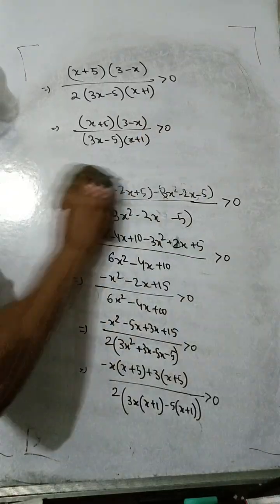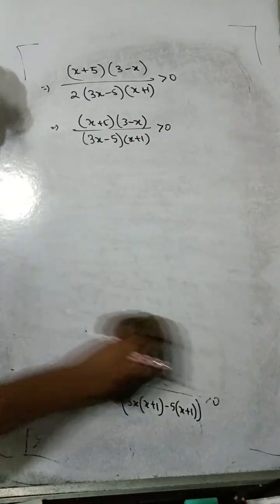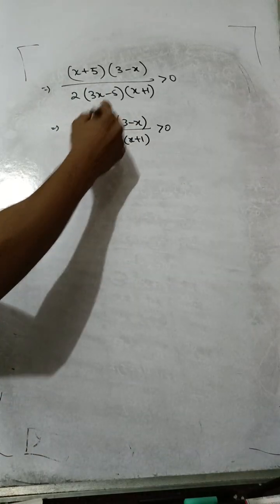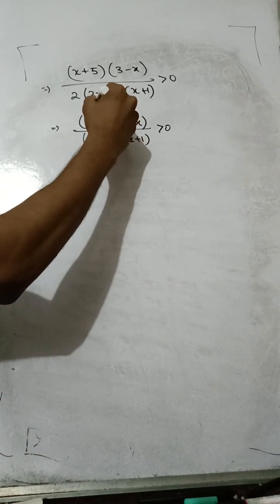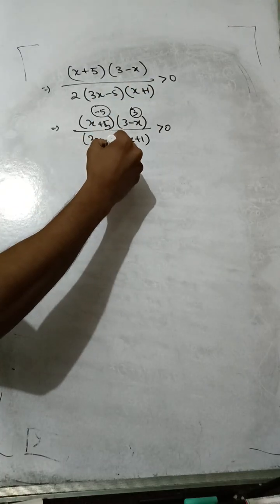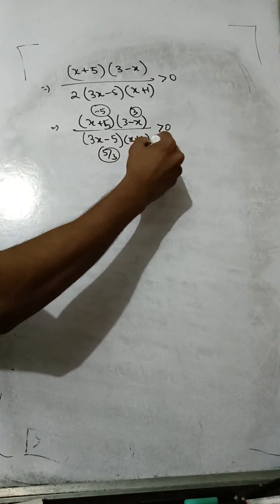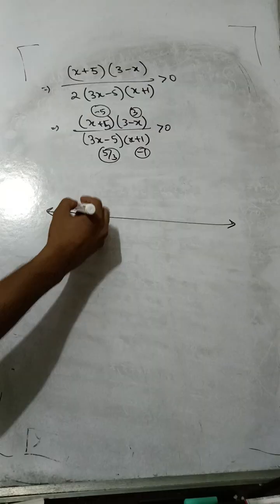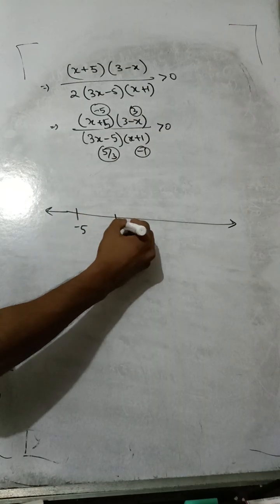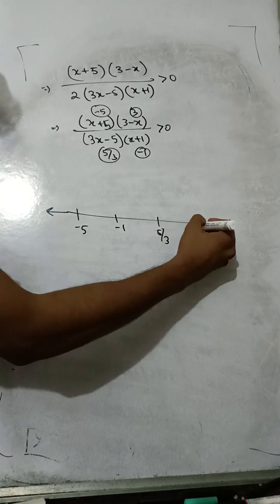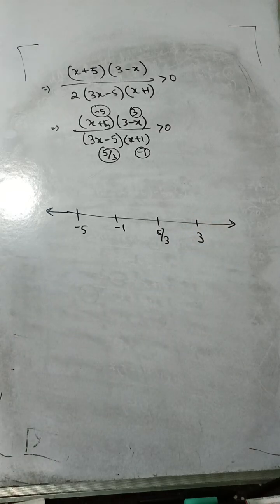Okay, now look, so again we have something very known. So here this one's critical point is minus 5, here we have 3 as a critical point, here we have a critical point of 5 by 3, here we have a critical point of 1. So here we can have minus 5, minus 1, 5 by 3 and 3. So we have 4 critical points, and hence we have 5 regions, right?